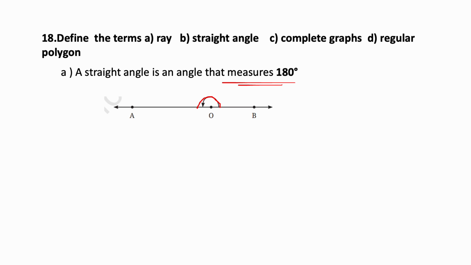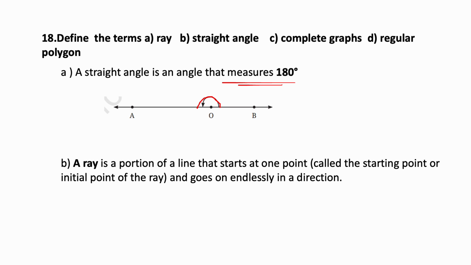Then, what is a ray? A ray is a portion of a line that starts at one point called the starting point or the initial point of the ray and goes on endlessly in a direction. So it starts at a particular point and then it goes on endlessly in one direction. That is a ray.